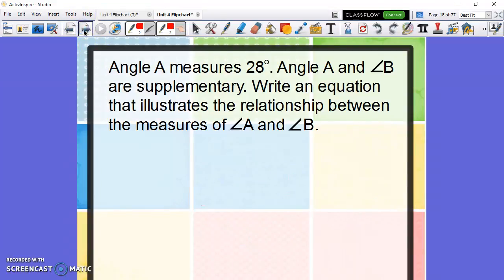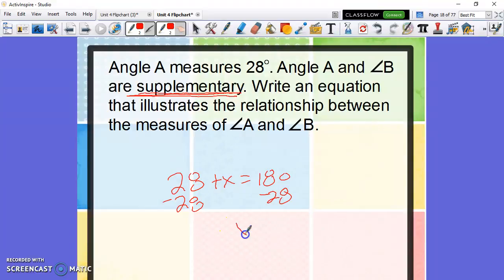All right, and here's the same thing, but this is supplementary. Supplementary is going to be equal to 180. So we have 28 plus x is equal to 180. So subtract 28, and that's going to come to 152. So now we know that the measure of angle B is equal to 152.